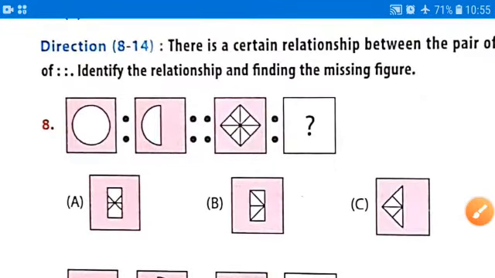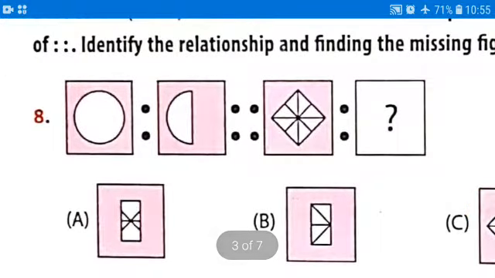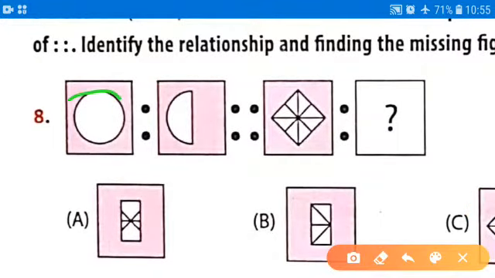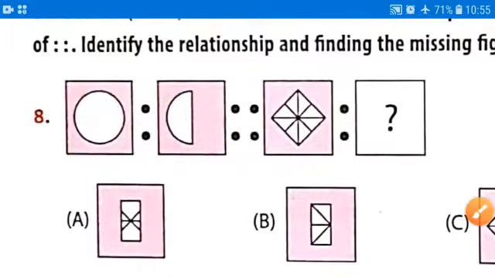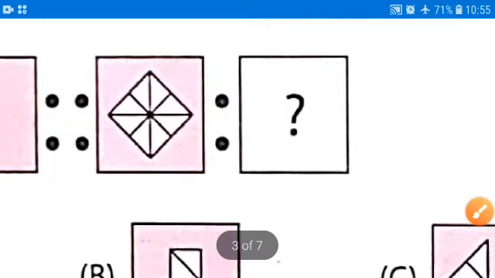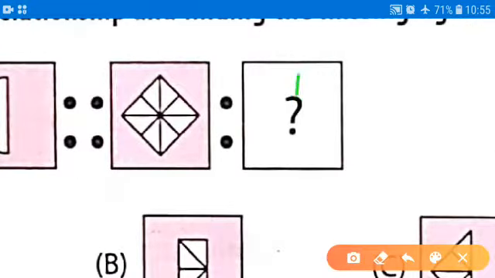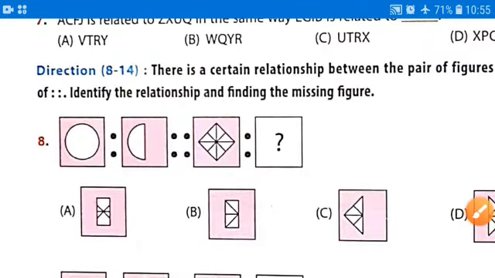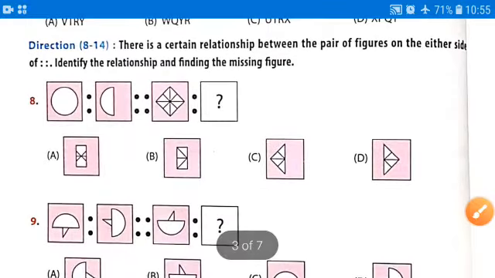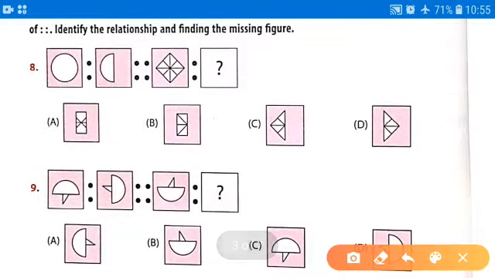So now in the first figure we have a full circle, the second is a half circle, meaning the full figure is getting reduced to the half figure. In the same way, this full figure will reduce to a half figure and it will be like this. The correct option for this question is option number C. So the correct answer for question number 8 is option number C.